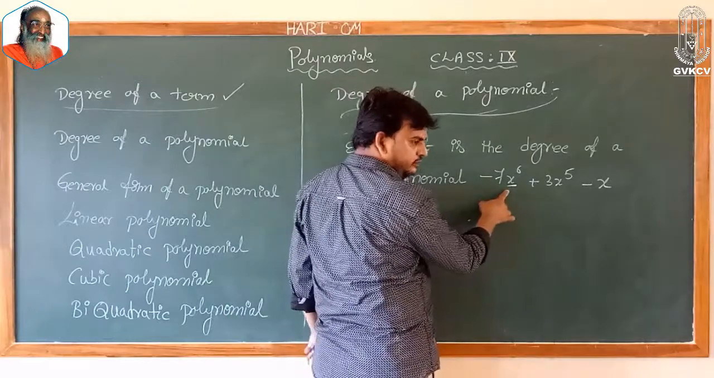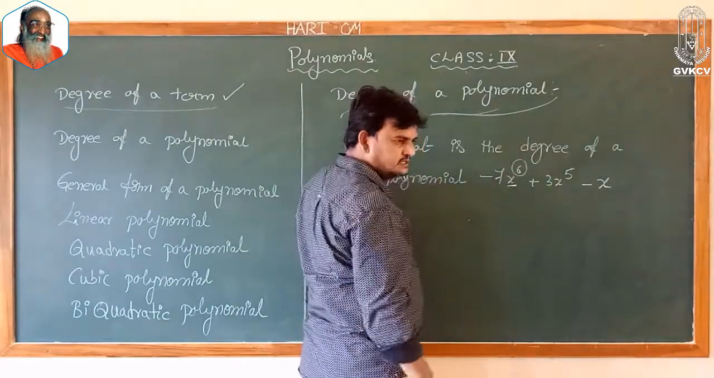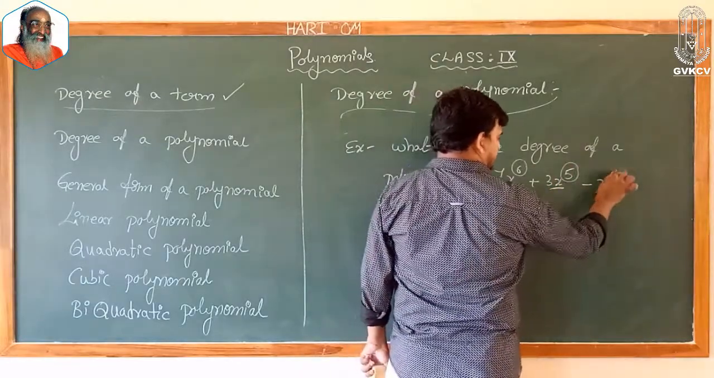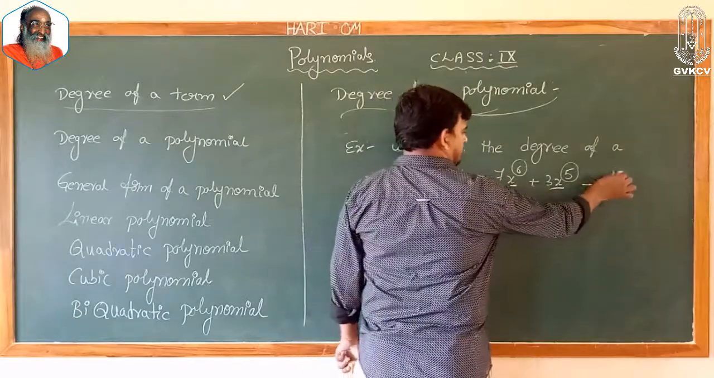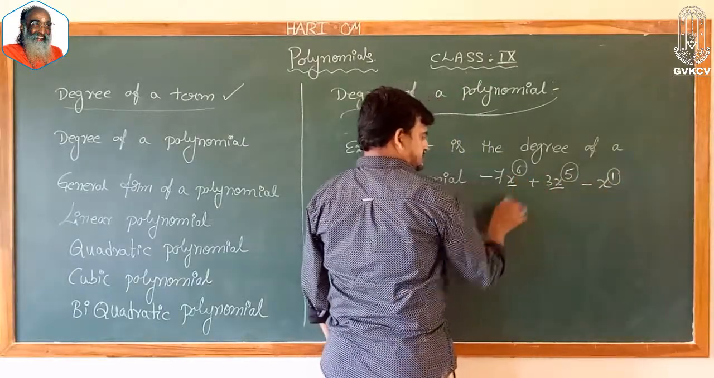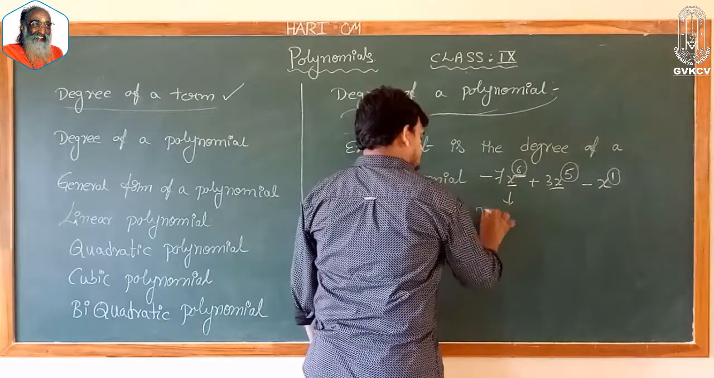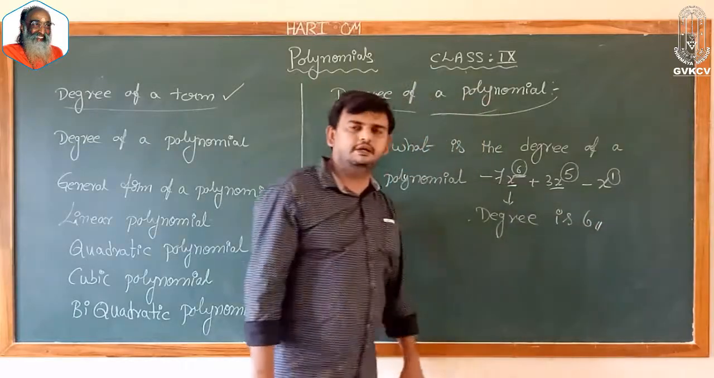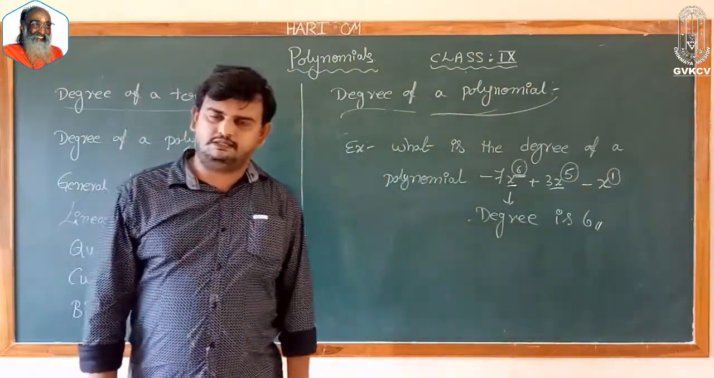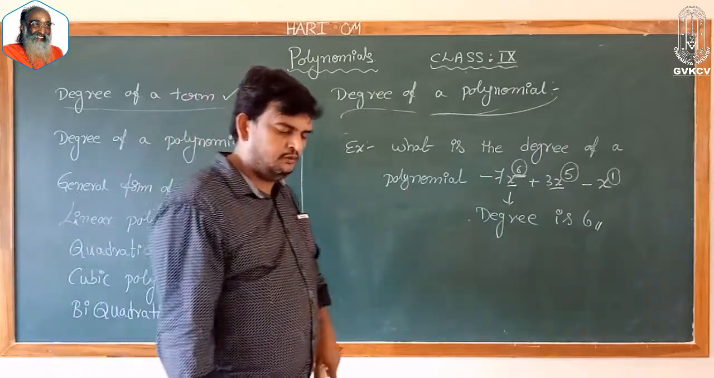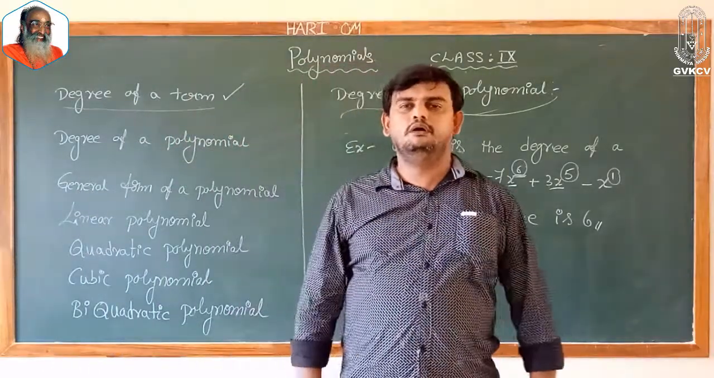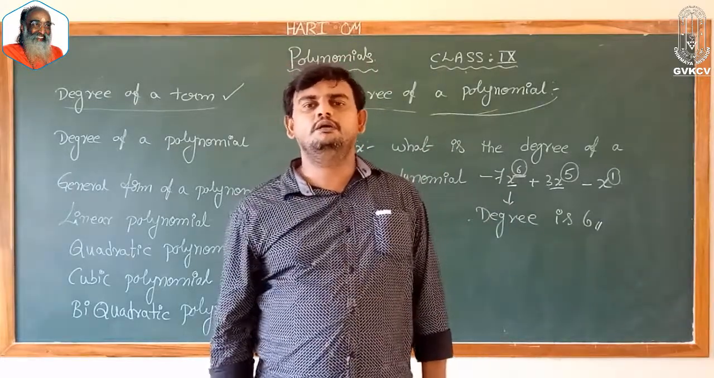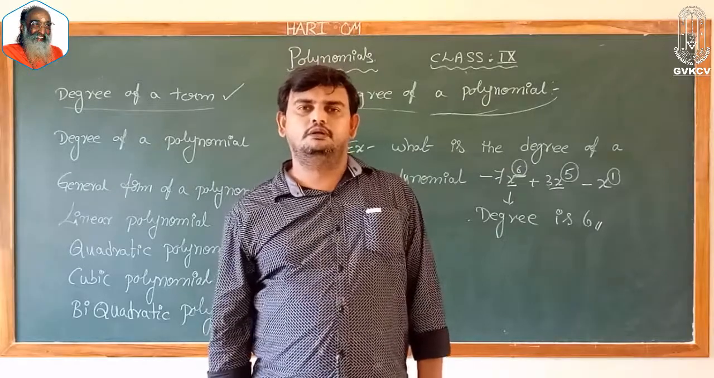X is the variable. Its power is 6. X is the variable. Its power is 5. X is the variable. Its power is 1. Among all these powers, 1, 5, 6, 6 is the highest. So the degree is 6. So the degree of this polynomial is 6. The degree of a polynomial depends on the variable power. The highest variable power is called the degree of the polynomial.